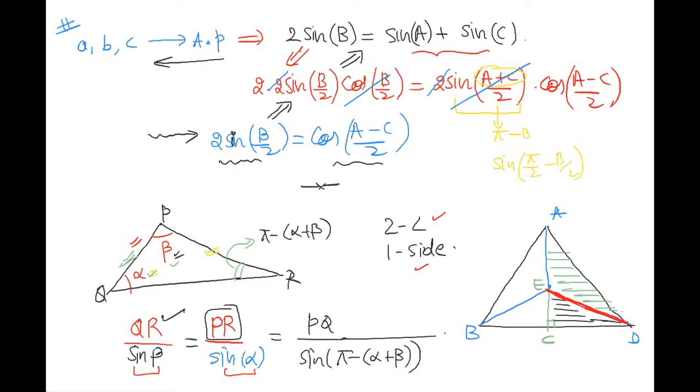I'll try to consider the triangles in which the common side is involved. Those two triangles I will consider to apply the sine rule, so that this side gets common and something gets cancelled. So this is some manipulation.